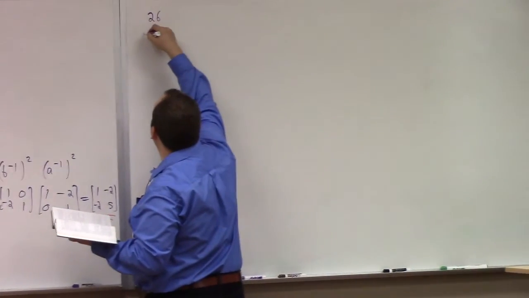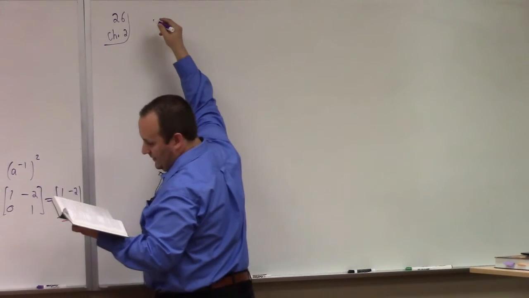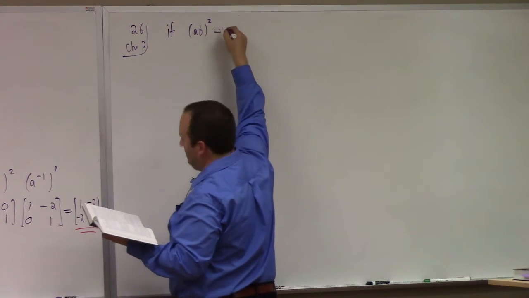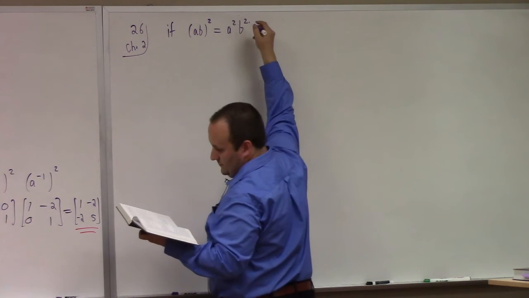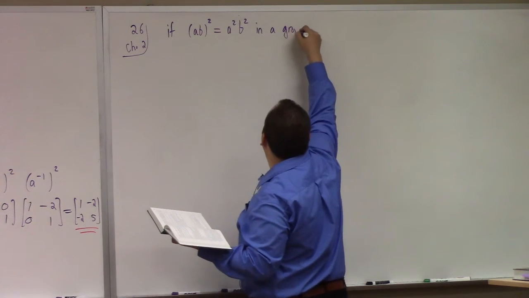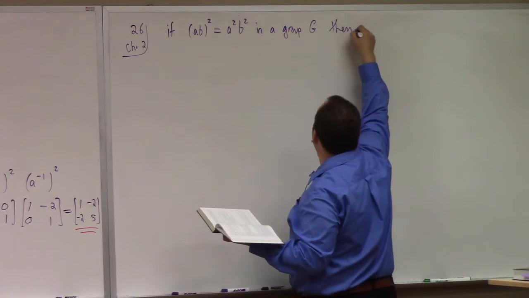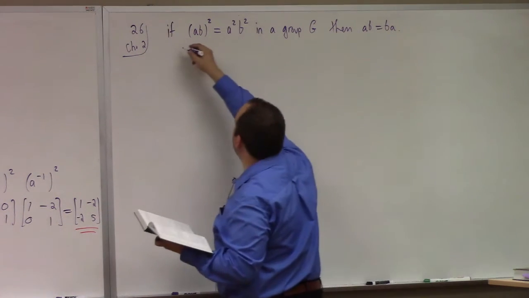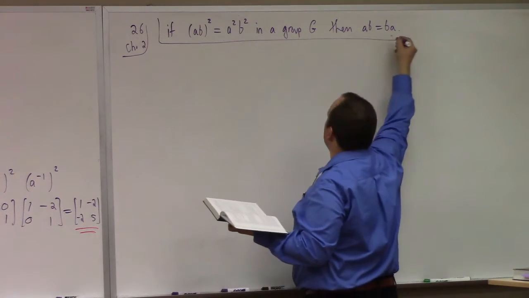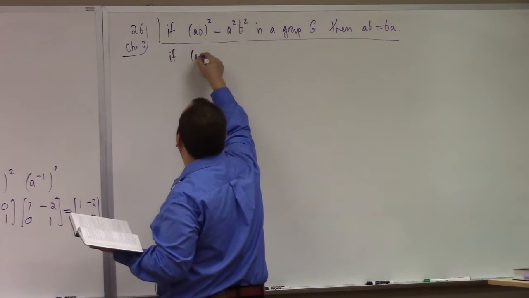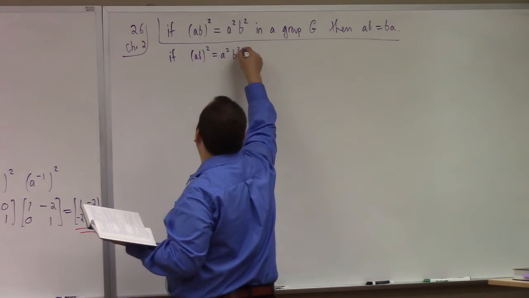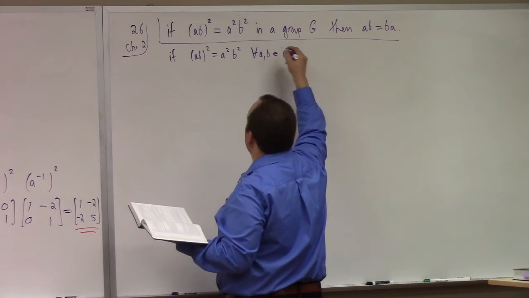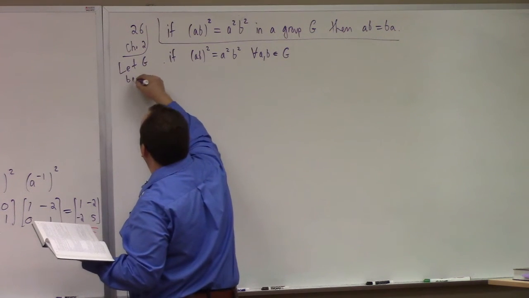26, we said? Yes, chapter 2. We're supposed to prove if AB squared is equal to A squared B squared in a group G, then AB is equal to BA. This is a slightly sloppy statement. What he's really saying is a custom of language: if this is true for all A and B in a group G. Here's a better way to state it.